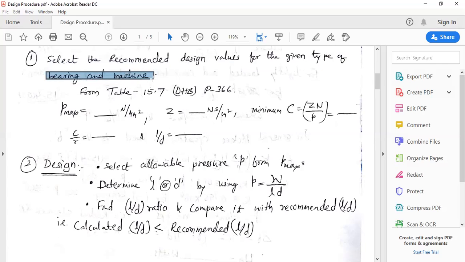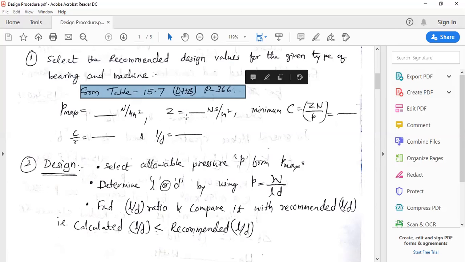So with respect to the given machine and with respect to the given bearing type, we have to refer to Table 15.7 of the data handbook from page number 366. From page number 366, we have to note down all the recommended values. So what are the recommended values here?